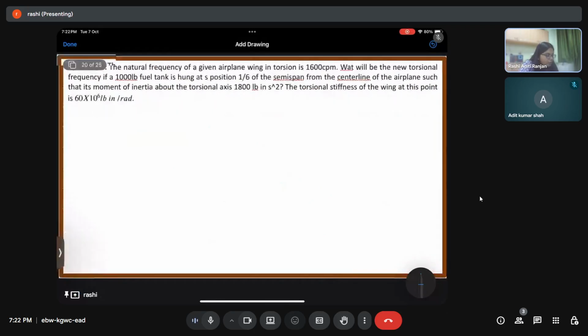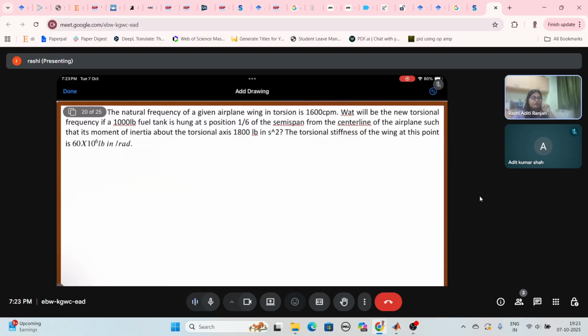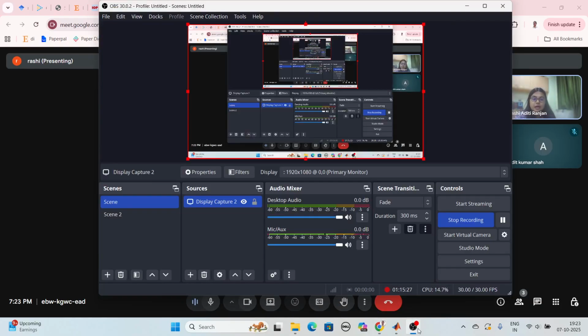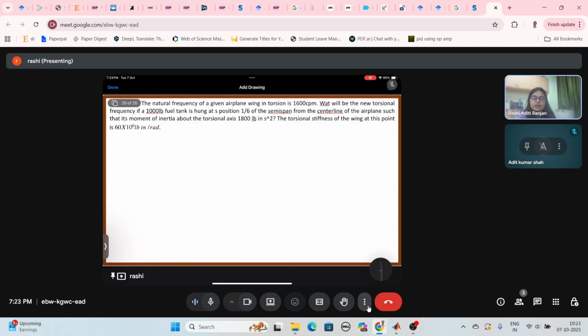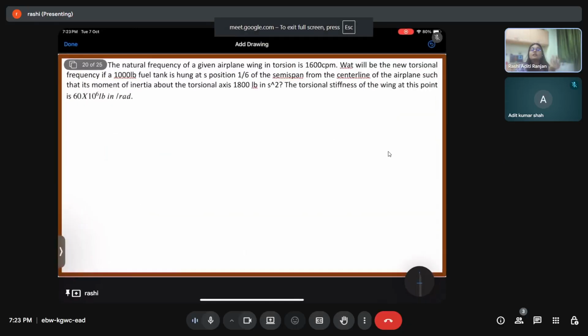Okay, now coming on to question number 6. So this is related to an airplane wing. What we discussed for the first question, for example, if you have a structural system like an airplane wing, and I want to know what the natural frequency of that wing is, or the fundamental frequency, or what is going to be the stiffness of the wing.